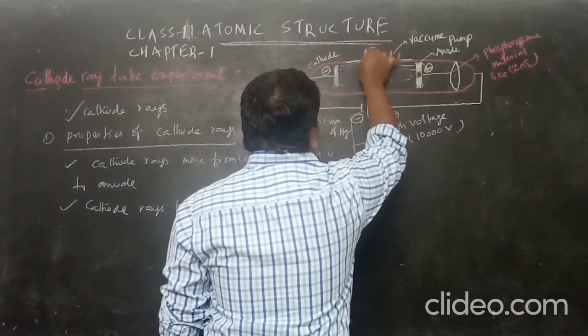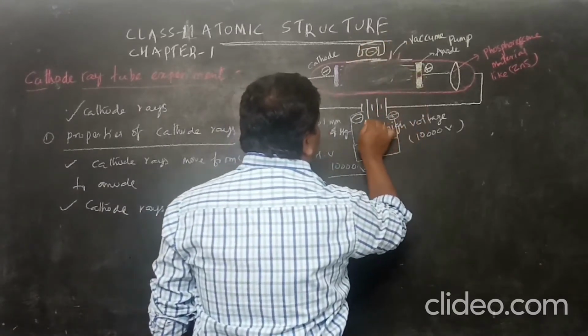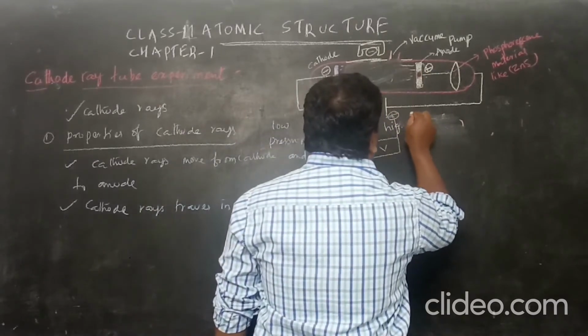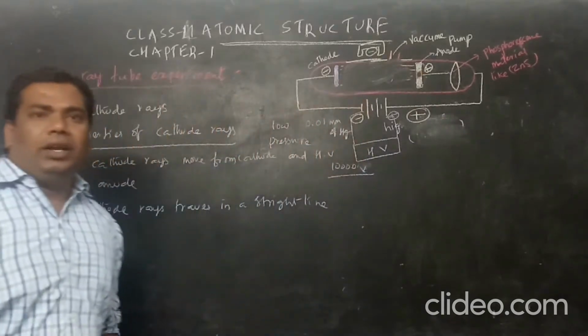So this is a negative. We can apply any electric field. So this is a positive electric field. We are applying a positive electric field.